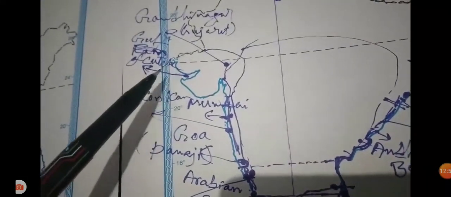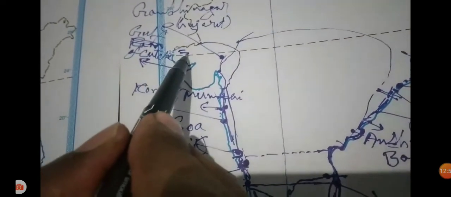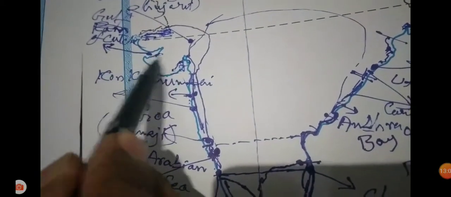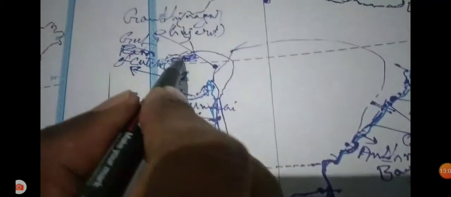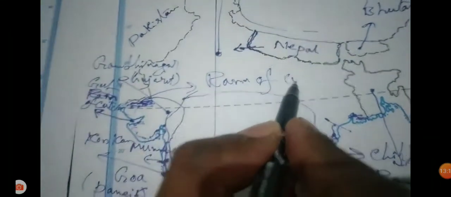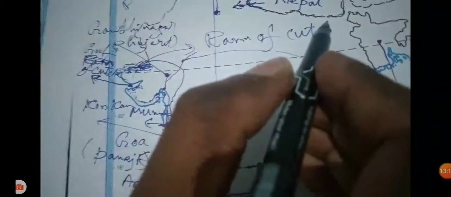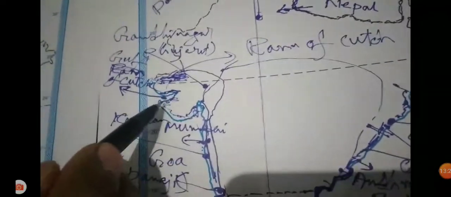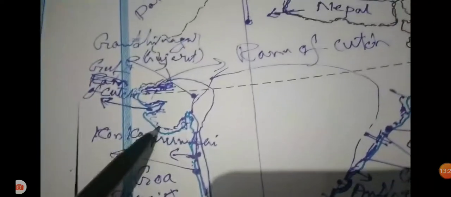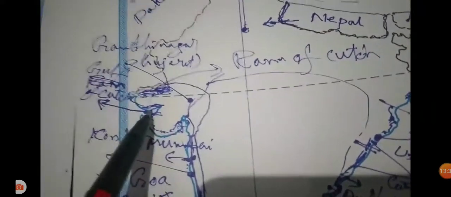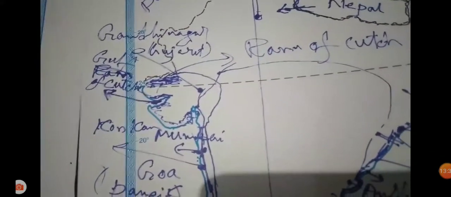This one is the Gulf of Kutch, and the Rann of Kutch. The southern region is called the Gulf of Kutch. In Gujarat, the salty marshes are called the Rann of Kutch. These are salty marshes and barren lands not usable for agriculture. It is located in Gujarat. The Gulf of Kutch means this gulf area.